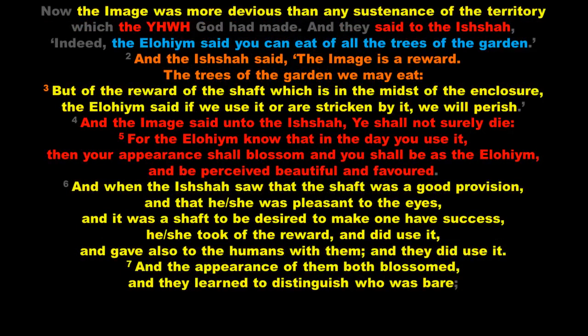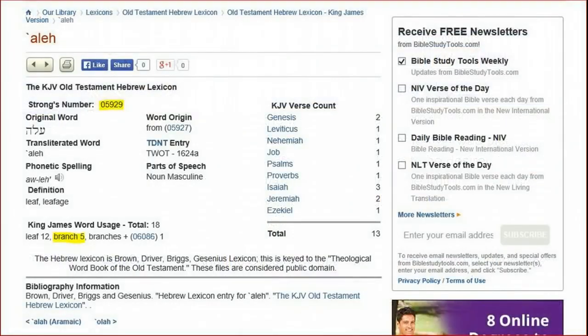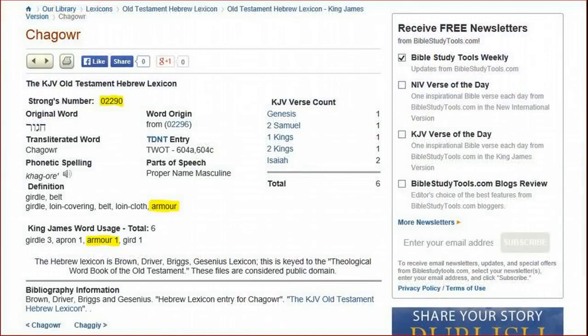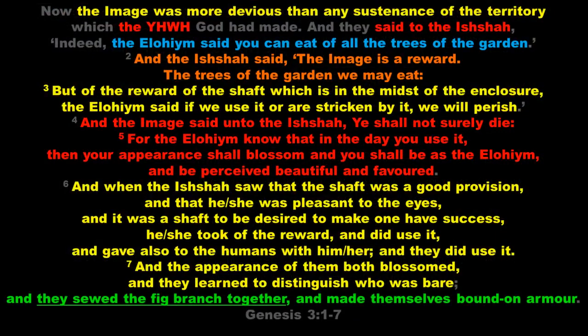So we left off in Genesis 3 verse 7 that says, and the appearance of them both blossomed, and they learned to distinguish who was bare. And the next part of this verse may be the most important point of all. It says, and they sewed fig leaves together and made themselves aprons. But this word translated as leaves, number 5929, also means branch. So it says they sewed the fig branch together and made themselves aprons, number 2290, which also means armor, either aprons or armor. And notice this word stems from 2296, which means to bind on. So it says they sewed the fig branch together and made themselves bound on armor. So verse 7 says, and the appearance of them both blossomed, and they learned to distinguish who was bare, and they sewed the fig branch together and made themselves bound on armor.